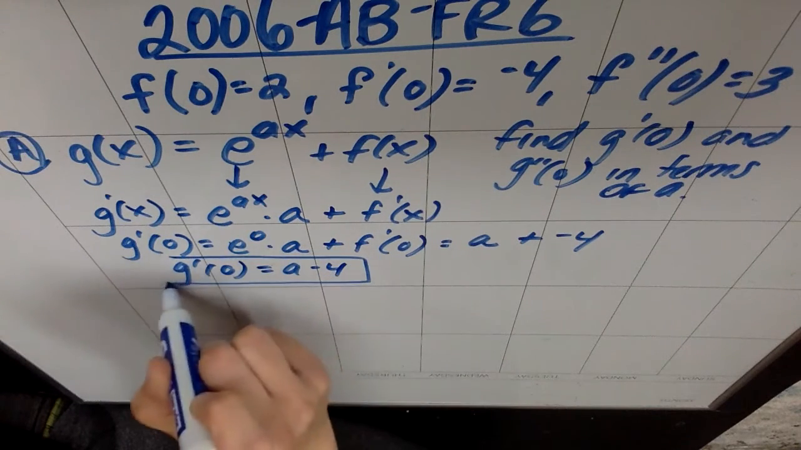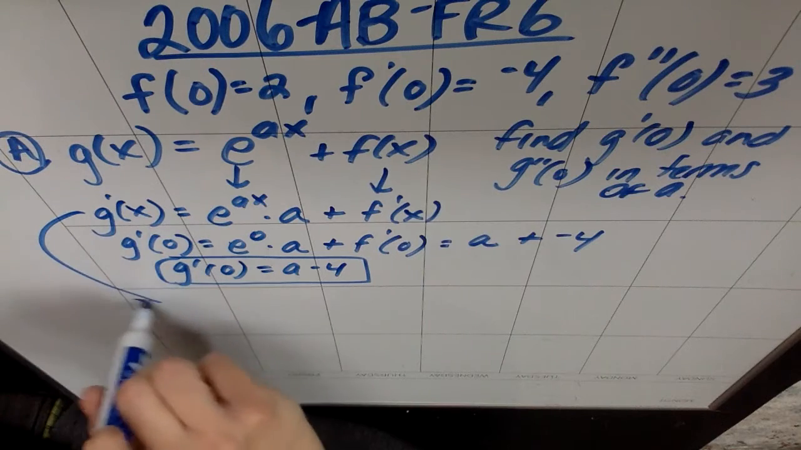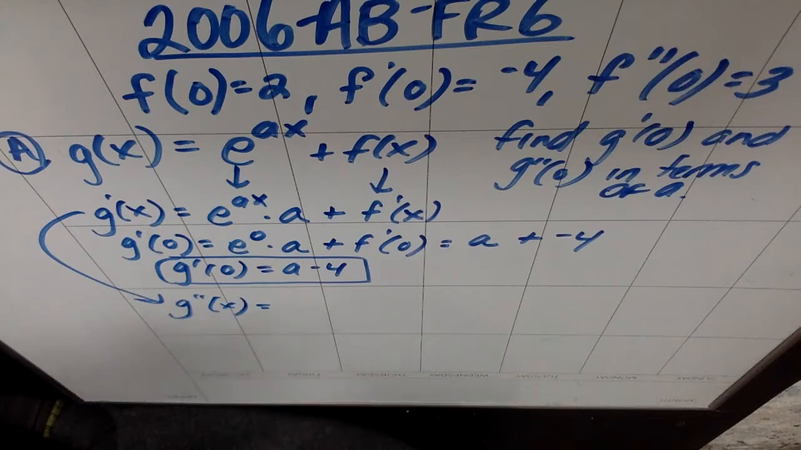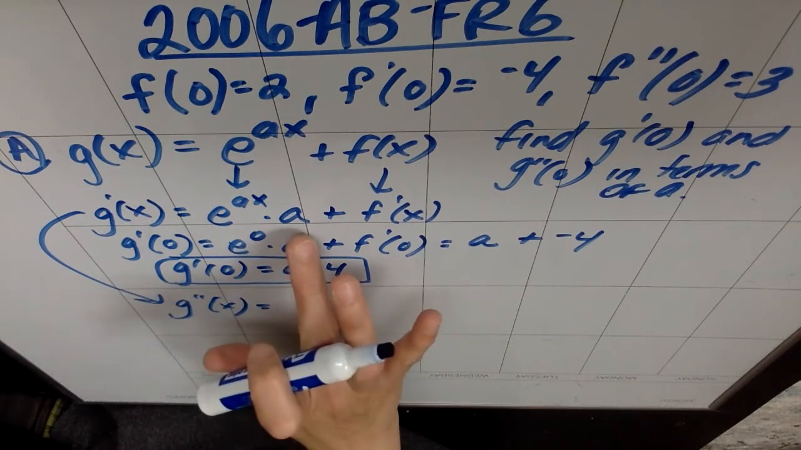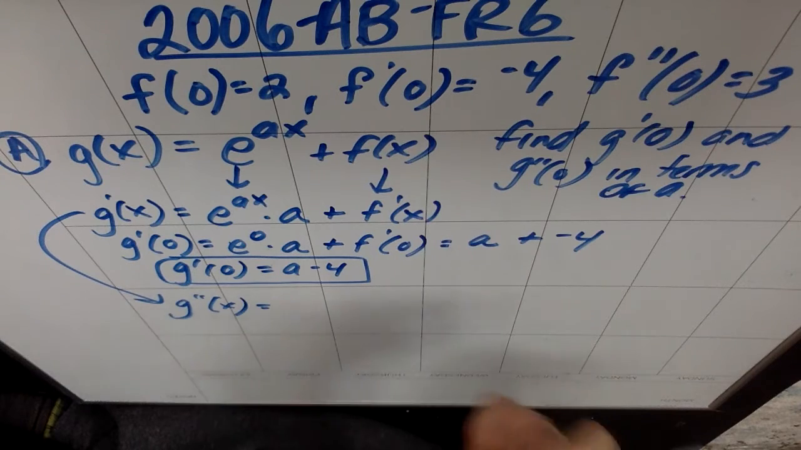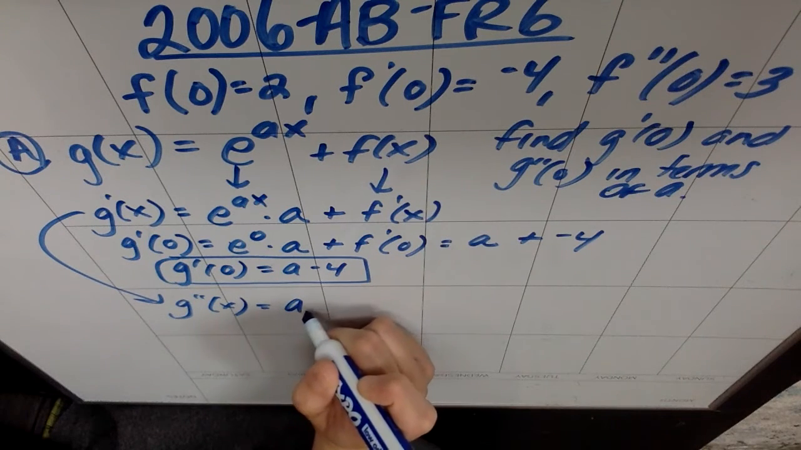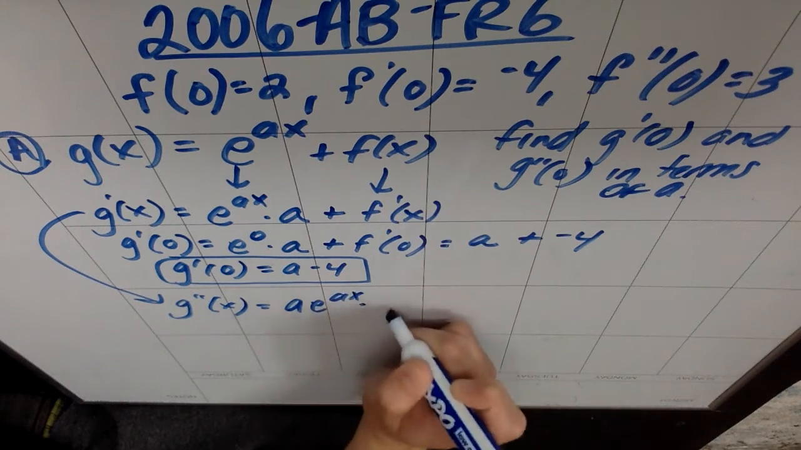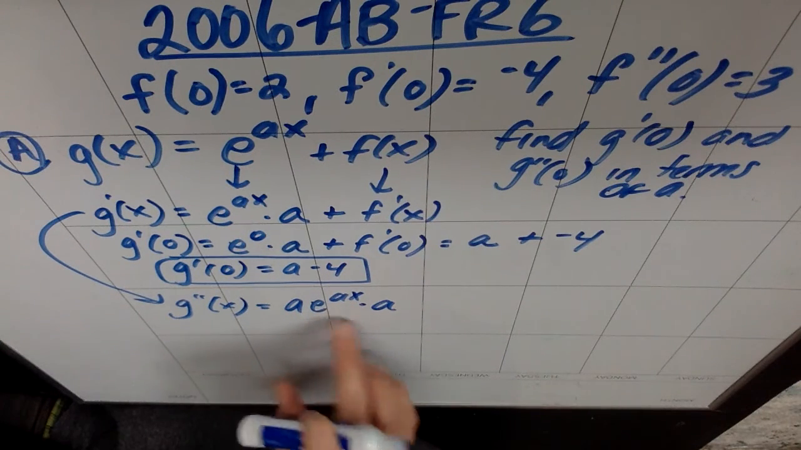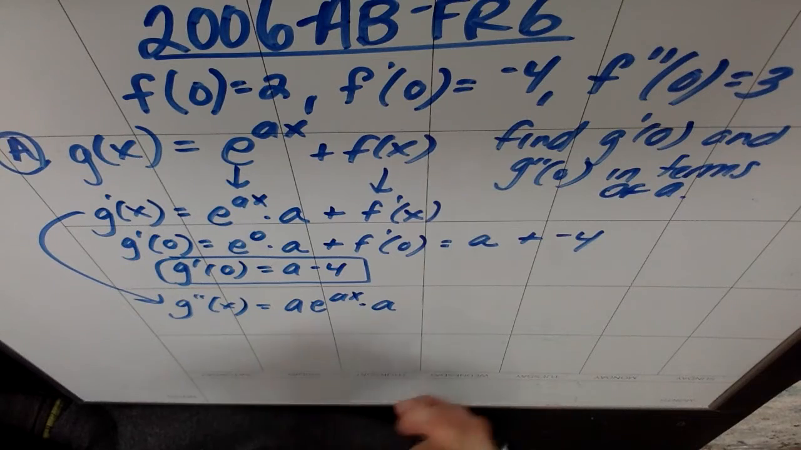Cool. Okay. Let's take my g prime. If I want g double prime, a is just a coefficient in this situation. It's not a variable. So when I derive a times e to the ax, it's just an a, e to the ax, times another a, because again of that chain rule. The derivative of e to the stuff is e to the stuff times the derivative of the stuff.